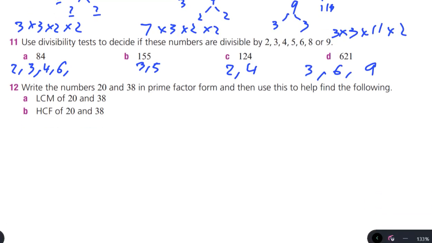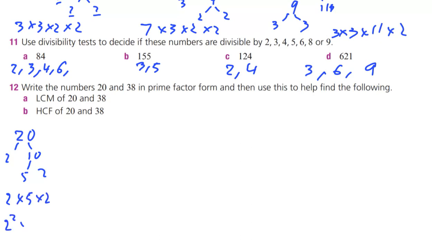Okay, write these numbers in prime factor form. So 20, I'll do my tree. 2, 10, which is 5 and 2. So that means it's going to be 2 times 5 times 2. Or I guess you could have 2 squared times 5. It's another way of writing it.